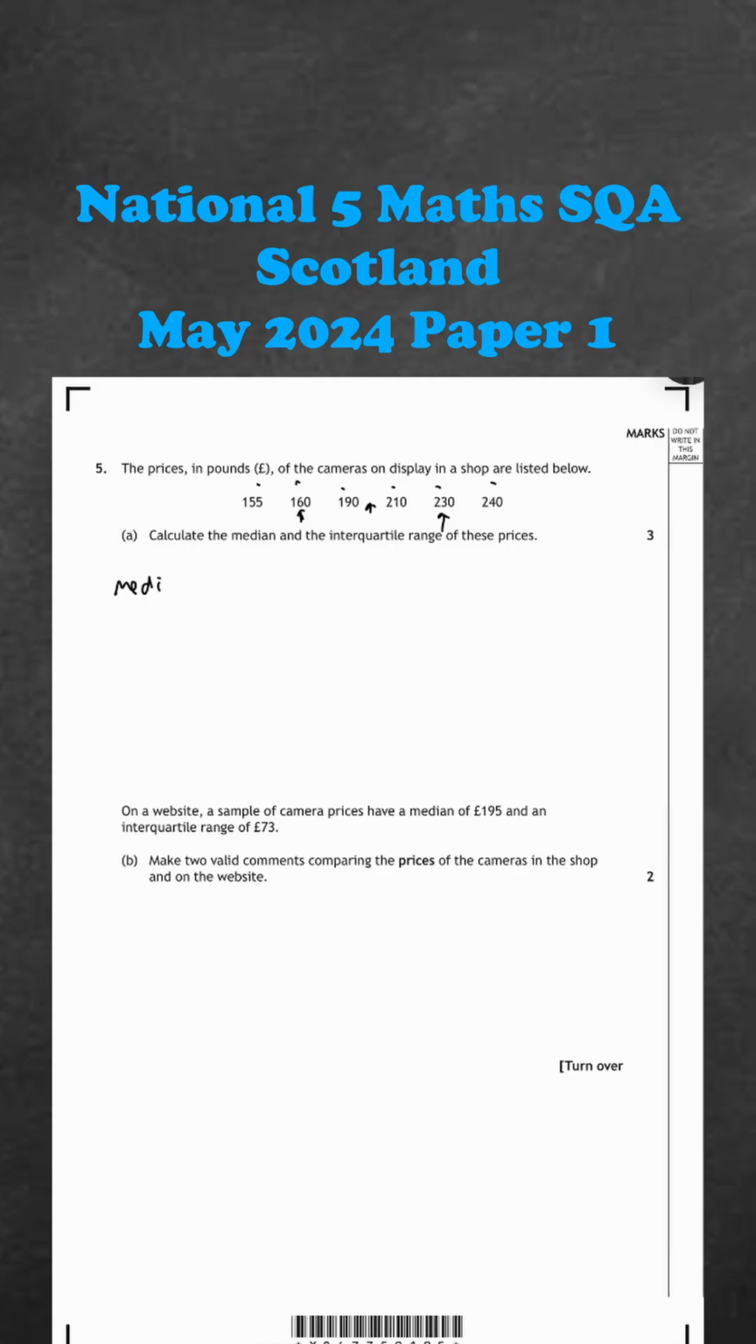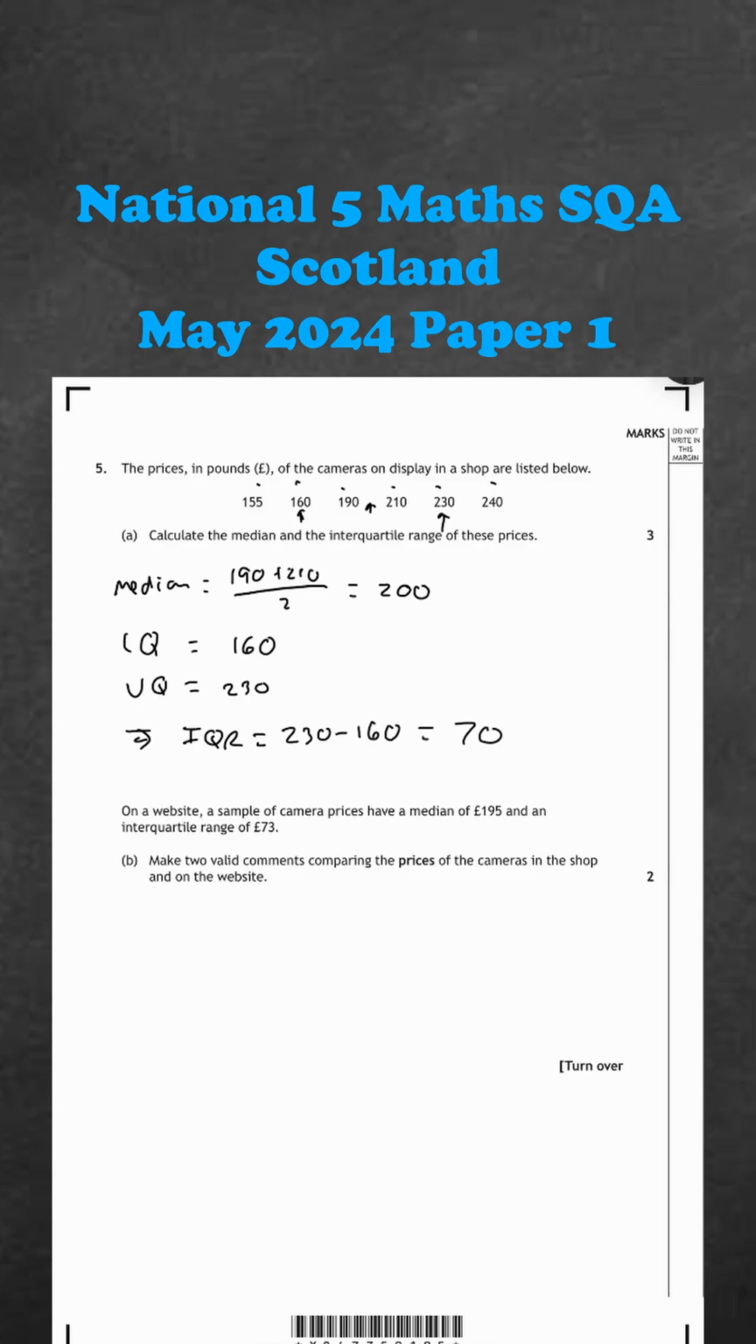So we can say median is going to be 190 plus 210 over 2, which is just 200. The lower quartile is 160, the upper quartile 230. Therefore, the interquartile range is going to be 230 minus 160, which gives 70.